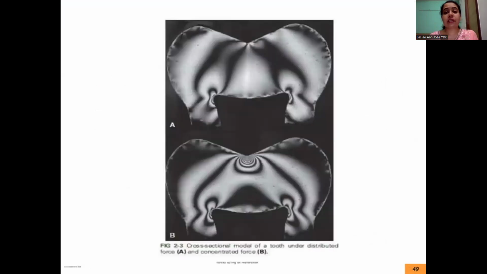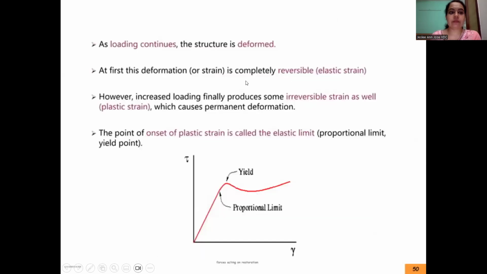Now this picture denotes the cross section of a tooth wherein you can see the same tooth when subjected to a masticatory force will develop all kinds of stresses: compressive, tensile and shear stress. So it is very important for us to know which area you are restoring and that area was bearing what kind of stress. Accordingly, we have to choose the restorative material.